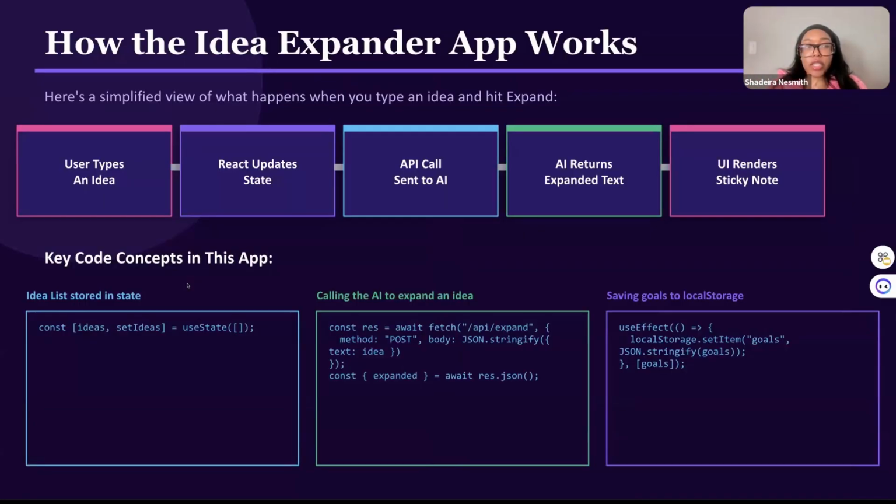As you can see here as well, we have your idea, your useState, so the idea list is stored in state, calling the AI to expand an idea. This would be the code to expand that idea, and then saving your goal to local storage, and now you have the UI of that goal and that set item that you have.